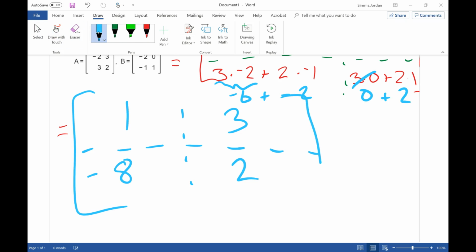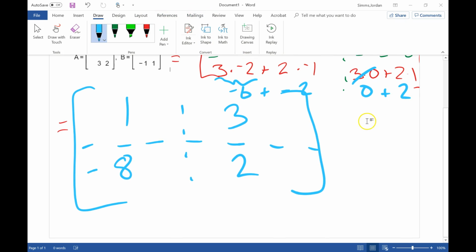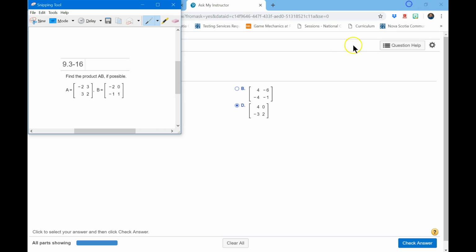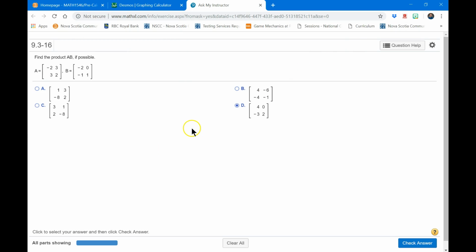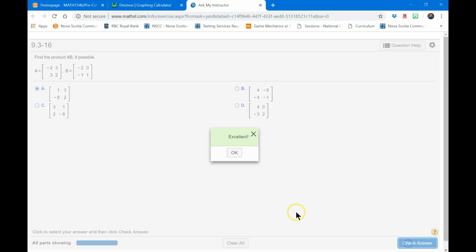And that should be our resulting matrix right there: 1, 3, -8, and 2. That's going to be our right answer there for A. Check our answer, and we got it.